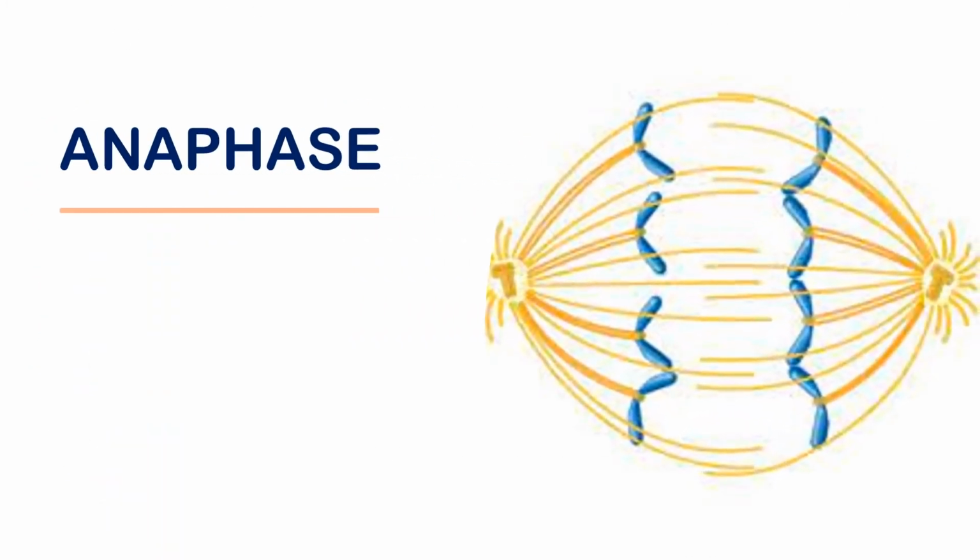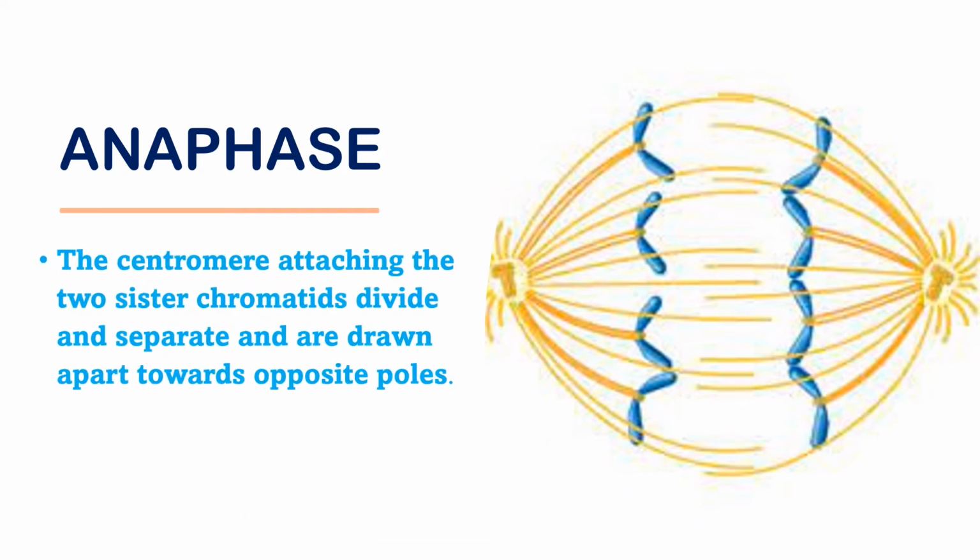The next stage of karyokinesis, that is anaphase. Yes, we can discuss the identifying features of anaphase. You can observe this diagram. Yes. Then, what is the first point? The centromere attaching the two sister chromatids divides, and they separate and are drawn apart towards the opposite poles. Here you can see the centromere attaching the two sister chromatids divides.